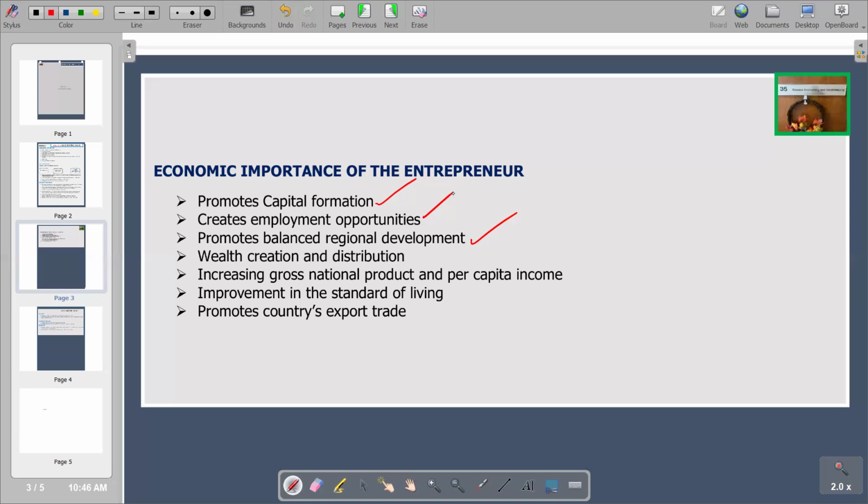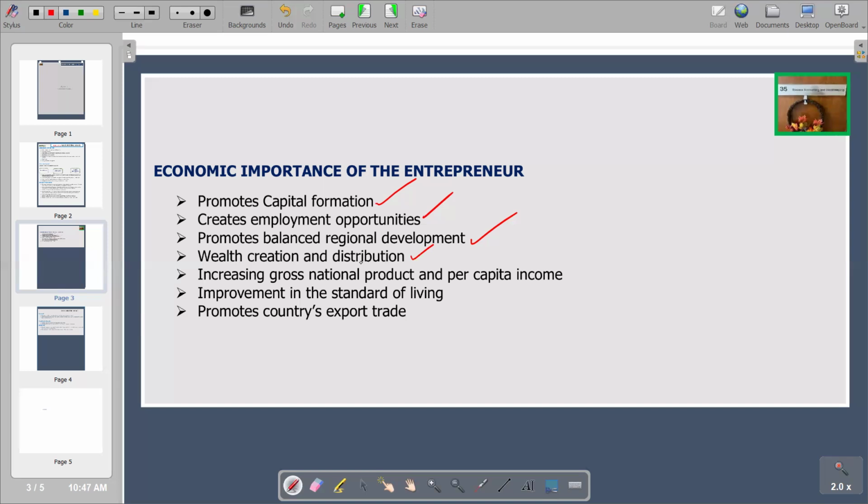So we are saying entrepreneurs help to remove regional imbalances, that is differences, through setting up businesses in less developed areas. The growth of industries in these areas leads to a large number of public benefits like road transport, health, education, entertainment, and many more. So this is what we have on that point, and then we can move on to the next one, wealth creation and distribution.